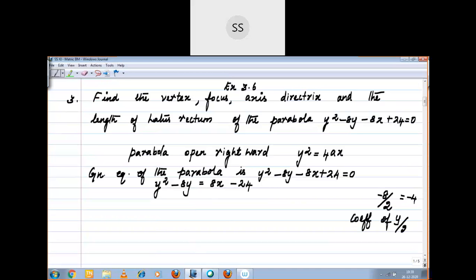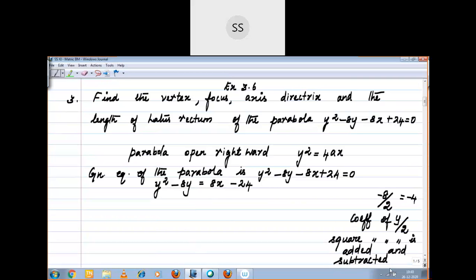Coefficient of y divided by 2. Then square it. The square of the coefficient of y by 2 is added and subtracted. The rule I am writing on the right side.